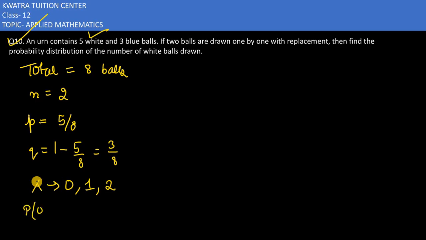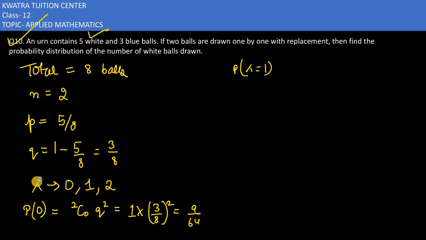So we would be finding the probability at 0 first. So that's a combination of 2 and 0. Q का square लेंगे. That's 1 into Q square. Which is 3 by 8 का square. That's 9 by 64.